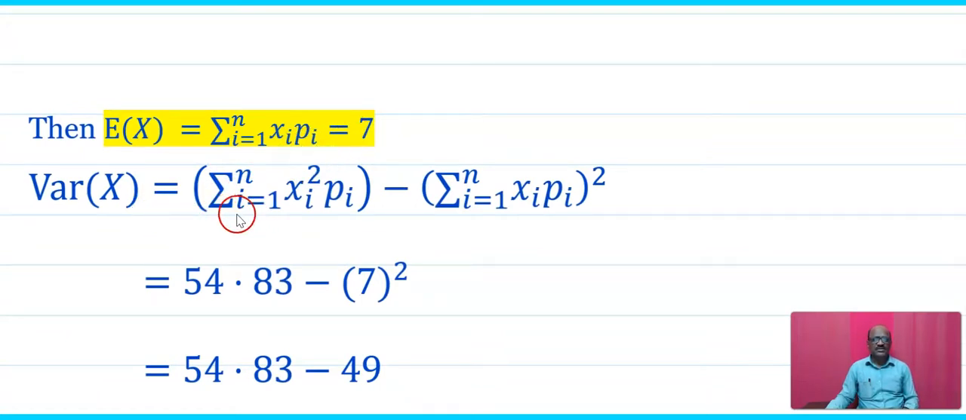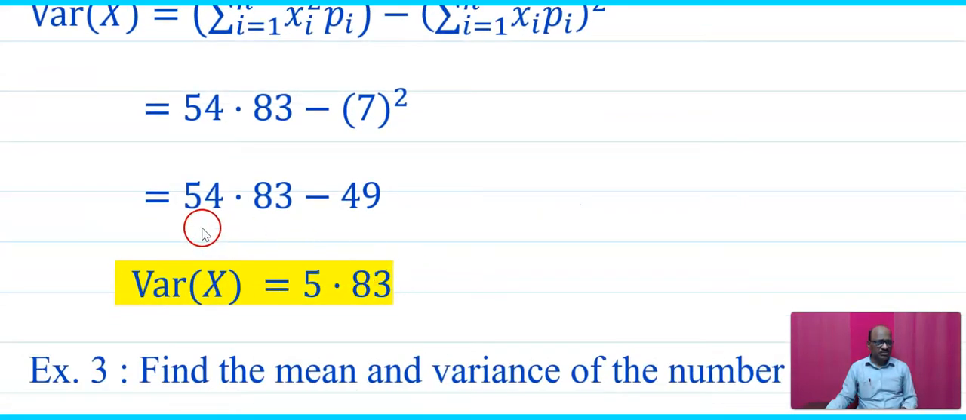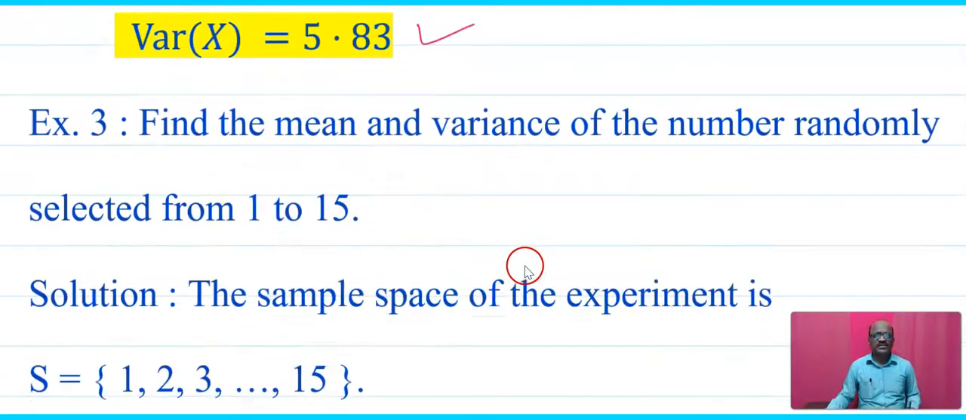And the variance of x is summation i equals 1 to n of xi square into pi minus, summation i equals 1 to n of xi pi, bracket square. And here 54.83 minus 7 square, which is 54.83 minus 49. And here you will get the variance of x is 5.83.